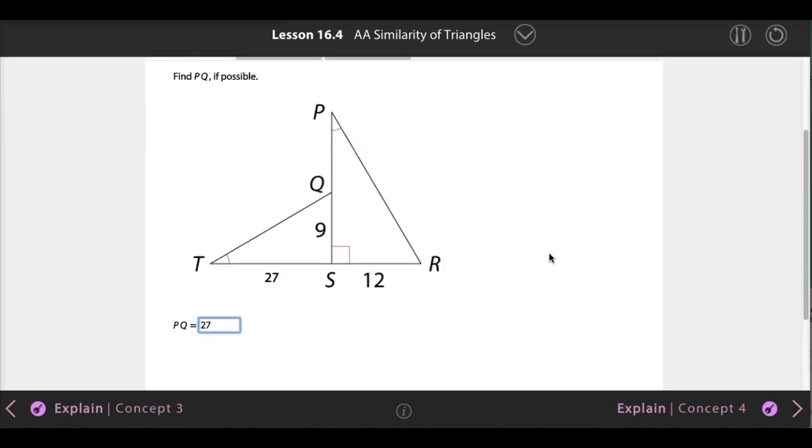Okay, so this is the first homework question, and it says find PQ if possible. So then you know what I like to do. Whenever I have to find something, I highlight it. So that's PQ because that's what I have to find.